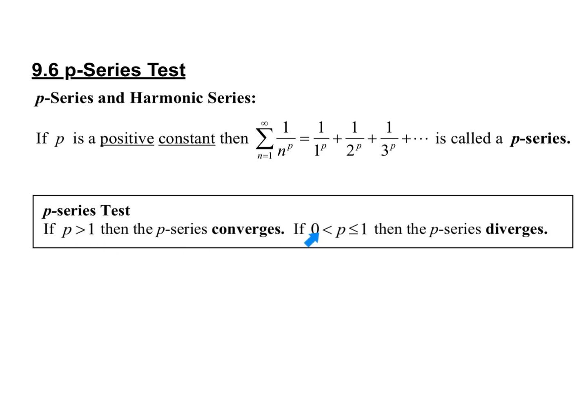If p is between 0, greater than 0, and less than or equal to 1, so a fraction. Remember, this has to be positive. So if it's a positive fraction, then it diverges.